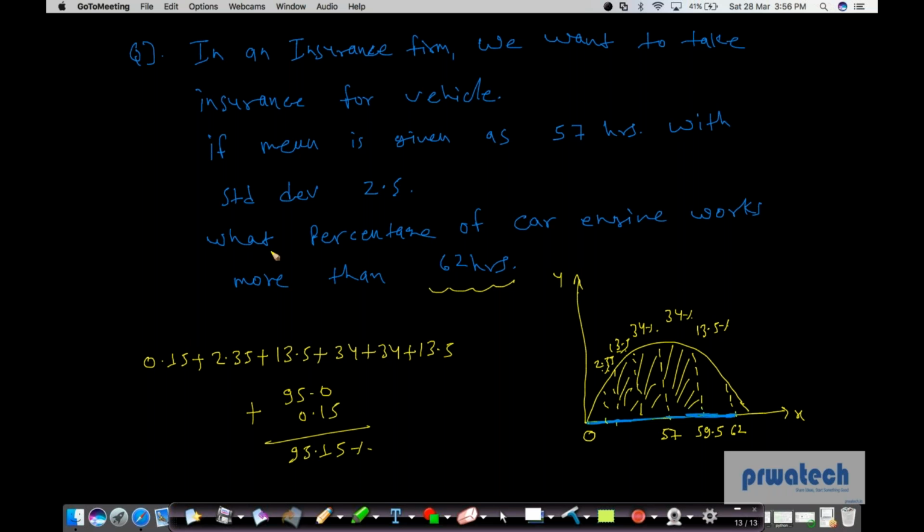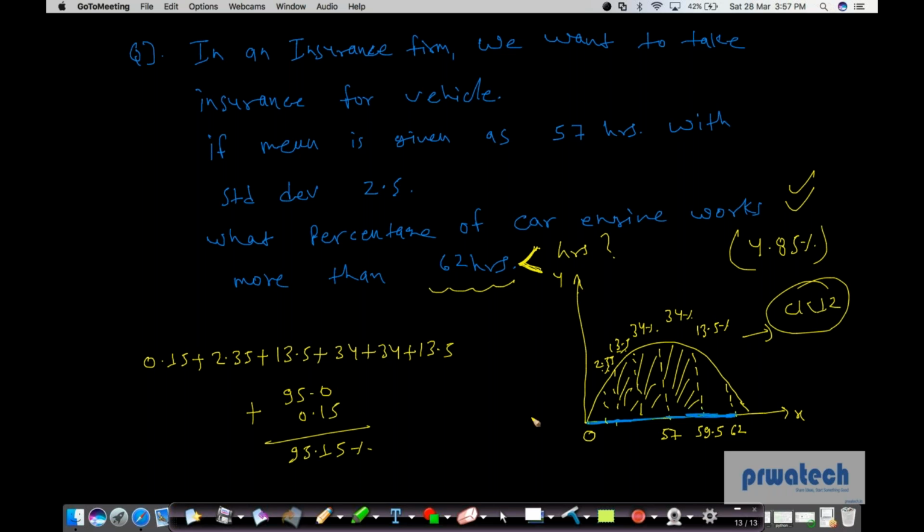The question is, what percentage of car engines work more than this? So I need to find out more than these hours. More than this is what? 100 minus this. So the answer for this question is 4.85% of cars work more than 62 hours. If I have such data, this is my answer, 4.85%. So this kind of question can come in CK12.